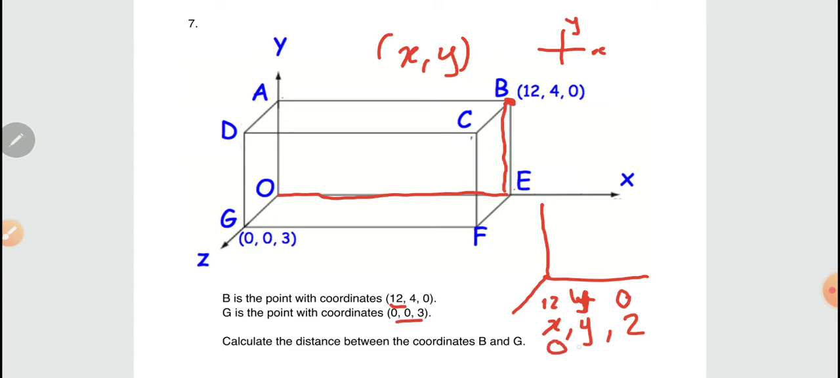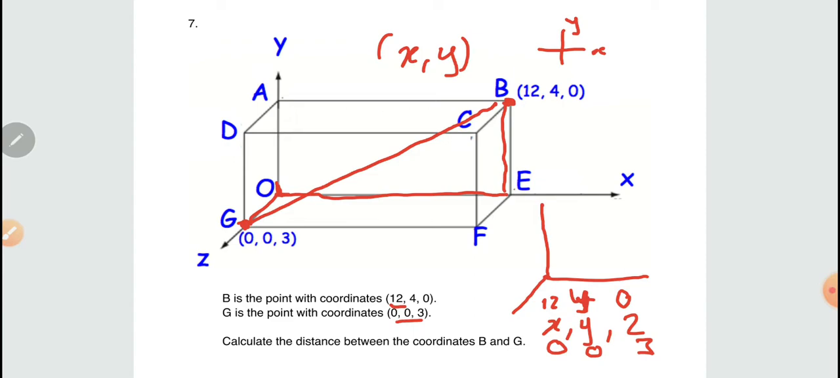And then it says G has a coordinate of 0, 0, 3. So it means 0 along the x-axis, 0 along the y-axis, and then 3 along the z. So 0 along the x means I don't move at all this way. 0 along the y means I don't move at all that way. But it only comes up by 3. So this is the coordinate of G. So I've shown the coordinate for B, and I've shown you the coordinate for G. Then they said calculate the distance between the coordinates B and G. So from the top back corner coming all the way down to the front corner like this. Okay, so that's what we need to work out, that length.